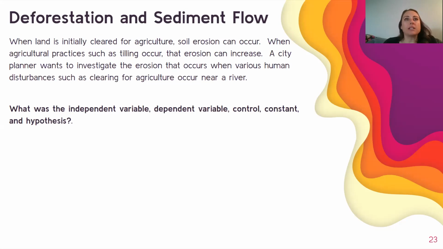When agricultural practices such as tilling, remember that tilling is when we mix up the dirt, and farmers till every spring as they get ready to plant. So when agricultural practices such as tilling occur, soil erosion can increase. Remember that erosion is when wind or water takes soil away from its initial location.